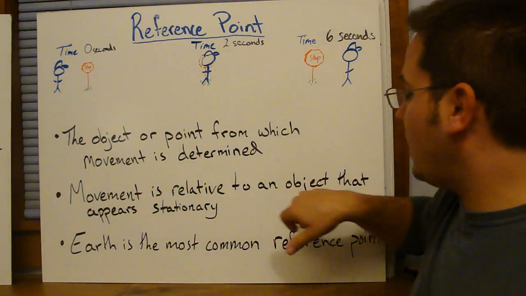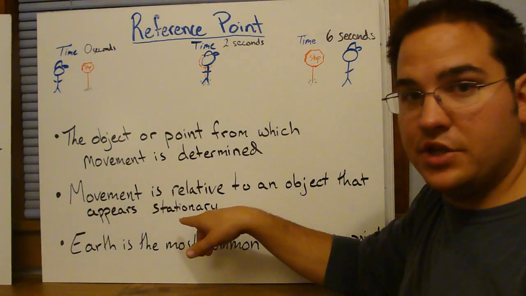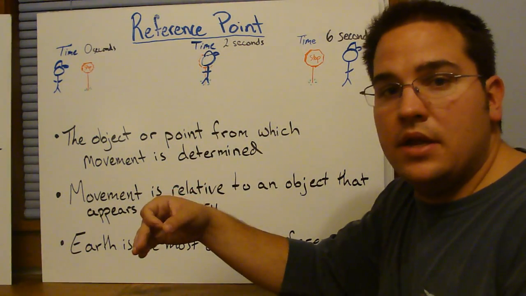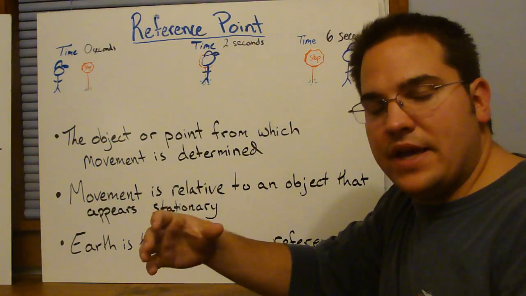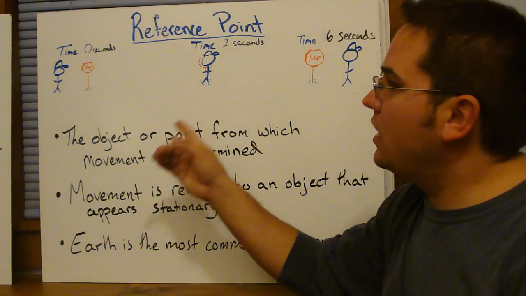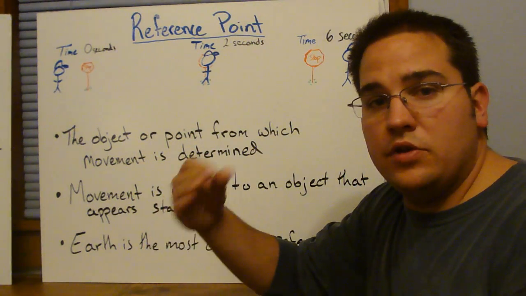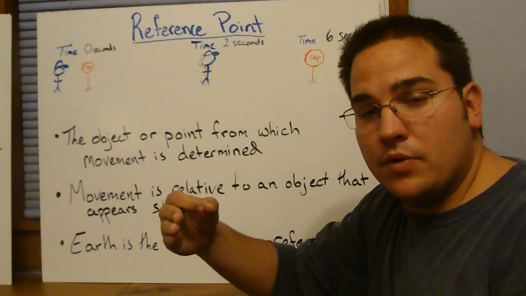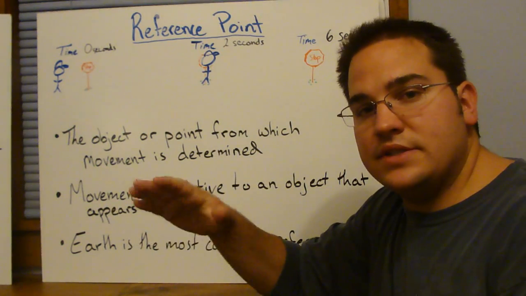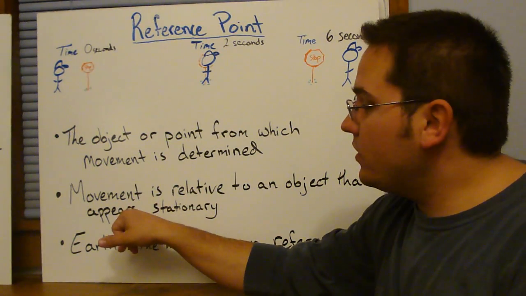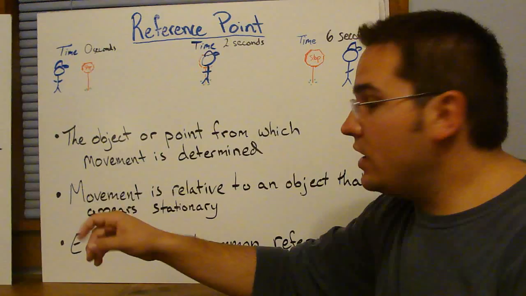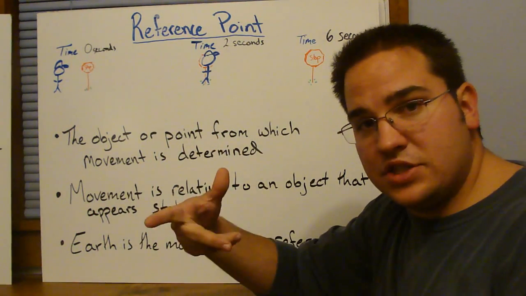Movement is relative to an object that appears stationary. What does stationary mean? In place, fixed, not moving. Okay? We know a stop sign is fixed, it doesn't move. If you walk by a stop sign, does the stop sign walk with you? No, it's in place, it doesn't move. However, a reference point can appear stationary.